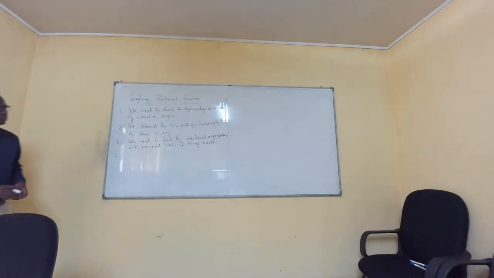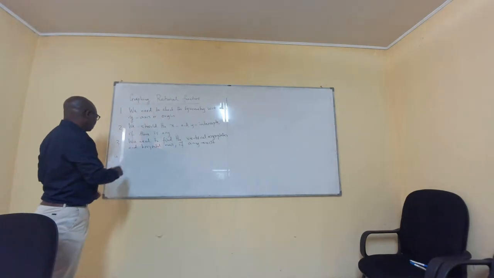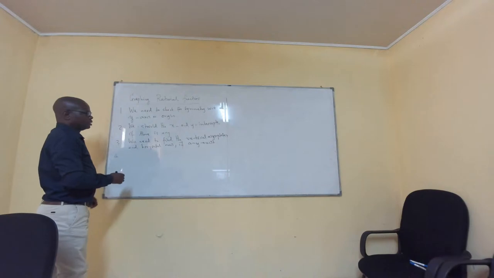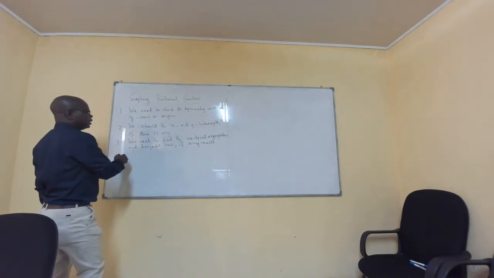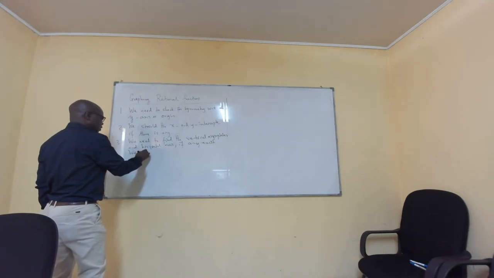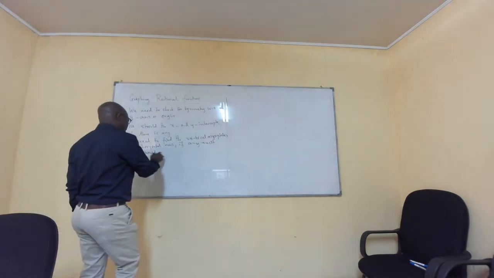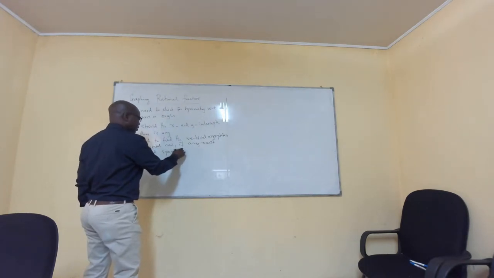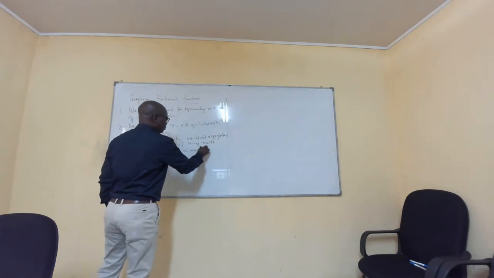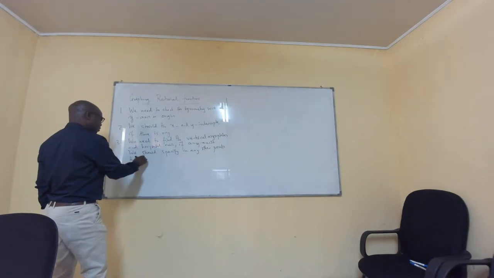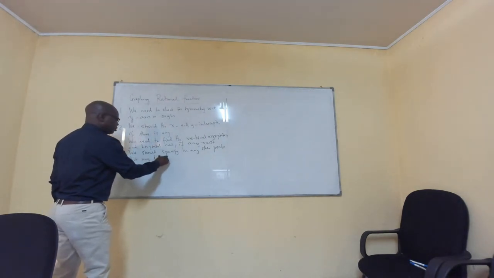Four, we should also try to look for other points that may lie on the graph. We should specify any other points that may lie on the graph.